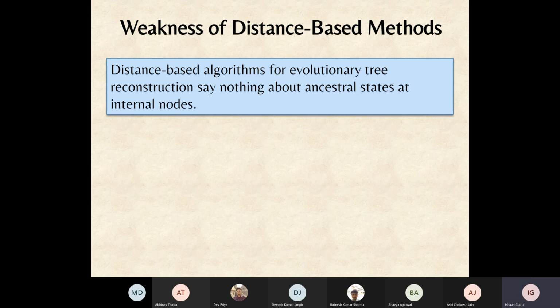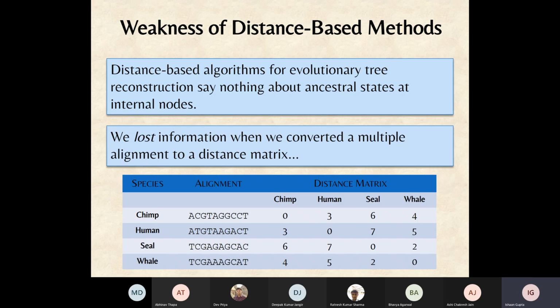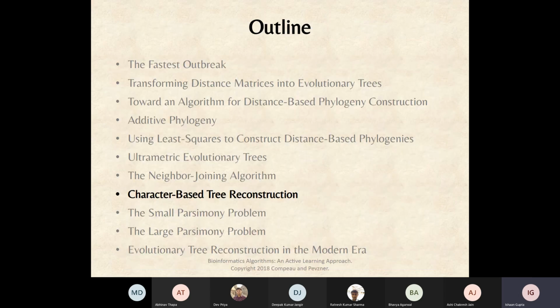But we know that evolution doesn't work like that. Evolution works on sequences. So if we say that an ancestral species existed, that essentially means that it must also have had some kind of nucleic acid or amino acid sequence. Whenever we convert an alignment into a distance matrix, we lose the information about the underlying sequences. And this is one of the biggest weaknesses of distance-based methods.